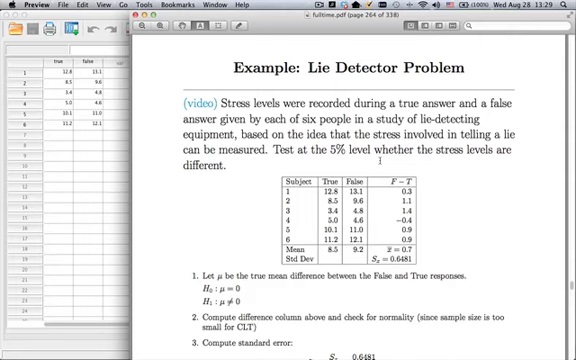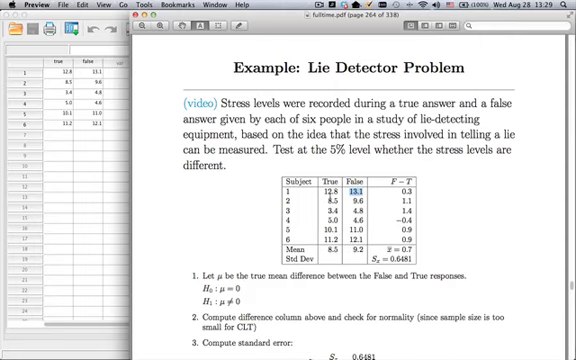The way to think about this is that we've recruited 6 subjects, we've put the equipment on them, we've asked each subject to make a true statement, and we measure their stress level. Then we ask the same person to make a false statement and measure their stress level. And we'd like to understand whether the stress levels when telling a lie are higher than those when telling the truth.